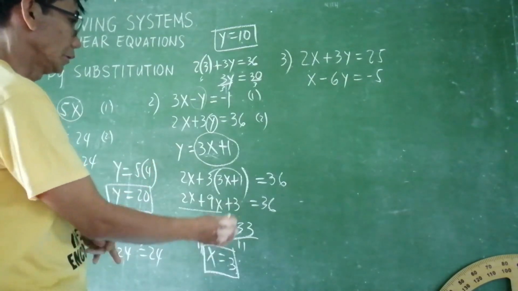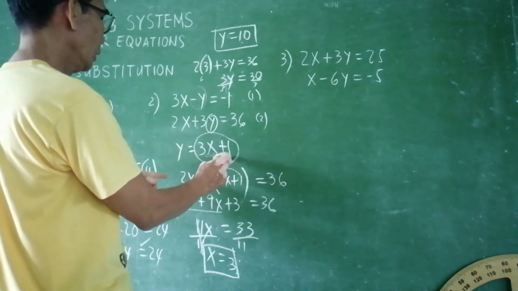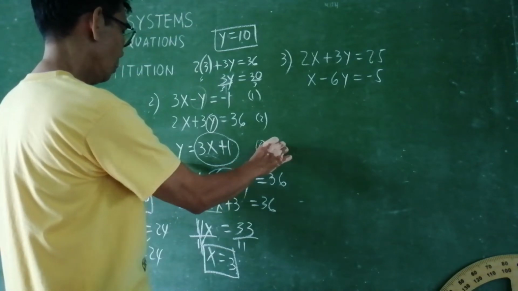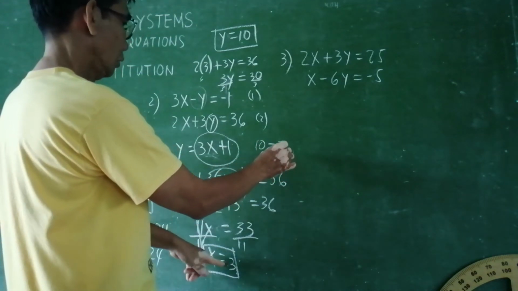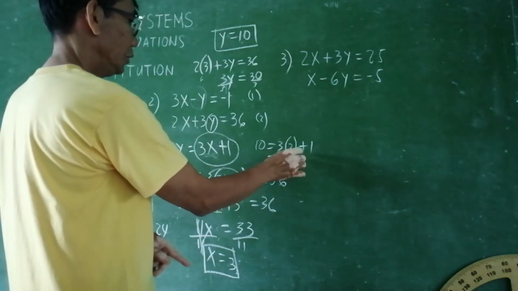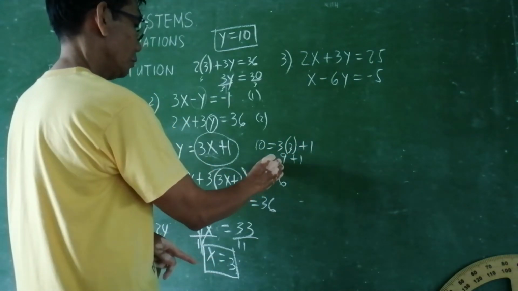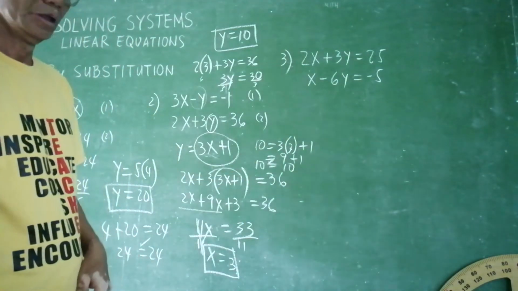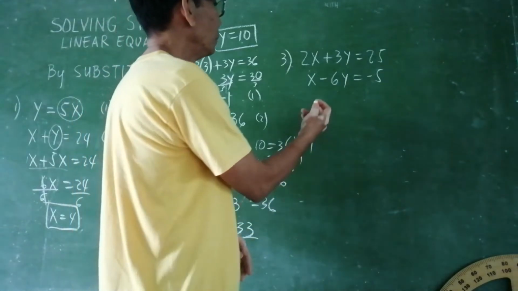You may check one equation. Supposing we just do it here. So 10 will be equal to 3 times 3 plus 1. So that will be 9 plus 1. So that will be 10 equals 10. So it is checked.